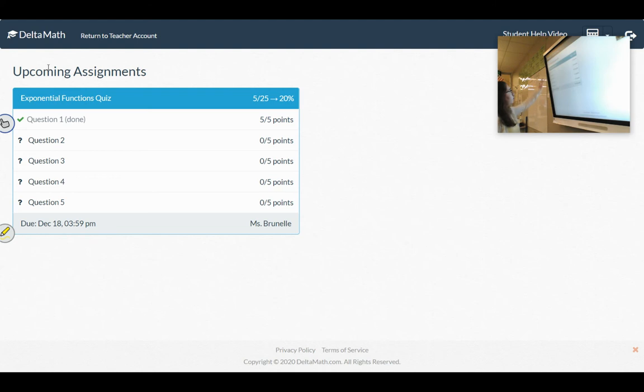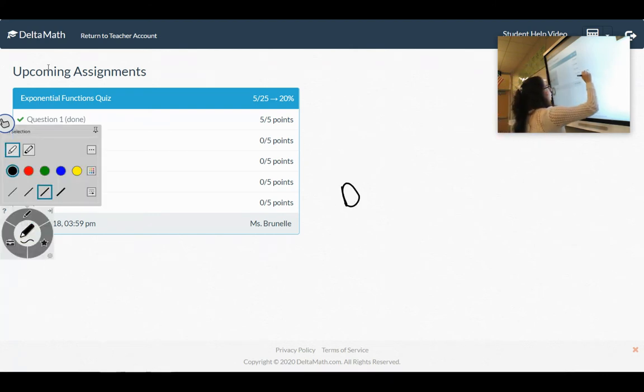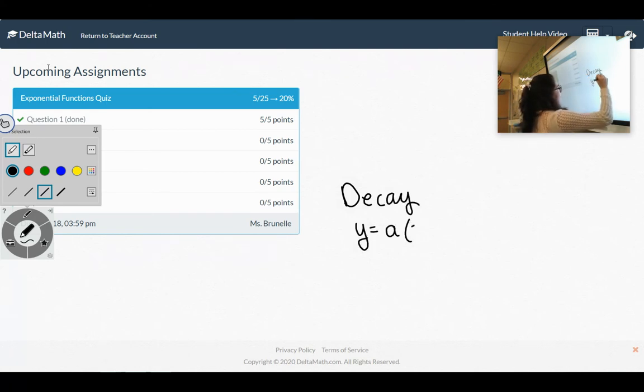So if we come back, question 2 and 3 will be the same type of problem as before. We're trying to decide if it's growth or decay. Remember that a decay equation is going to be y equals a(1 minus r)^t. So instead of adding, we are losing our rate of change every time. So we want to make sure that we use that for our equation. Just as a quick note there.